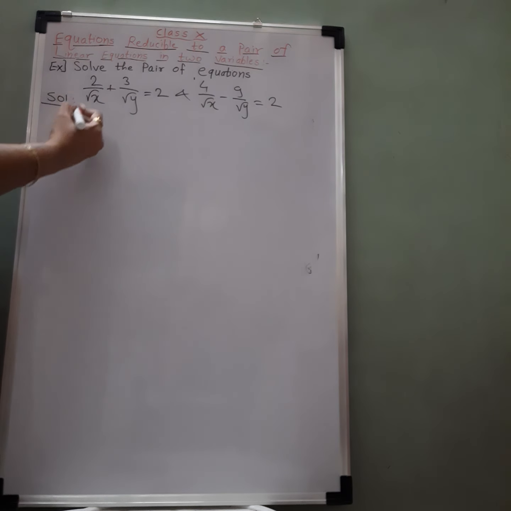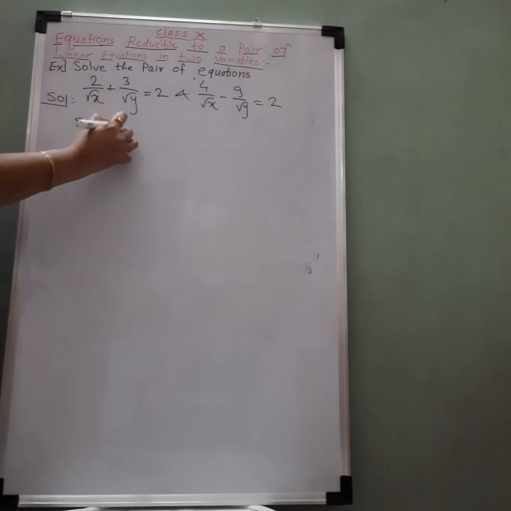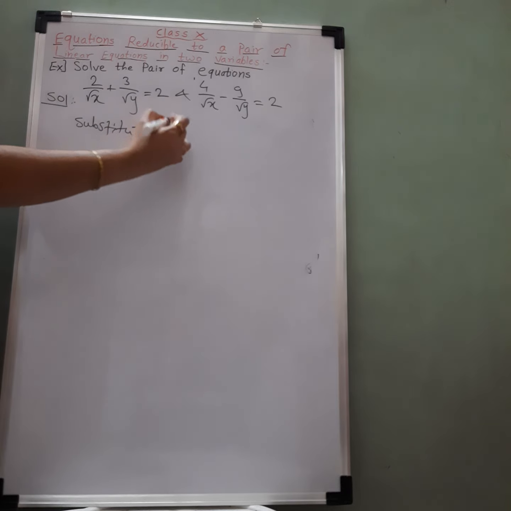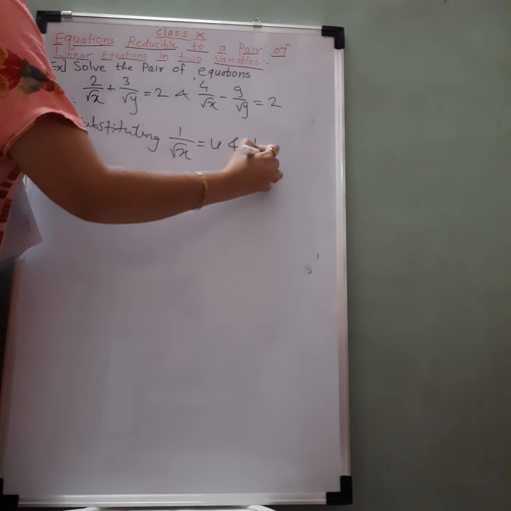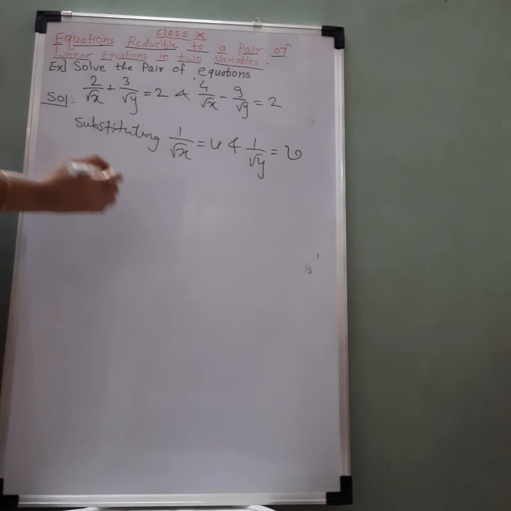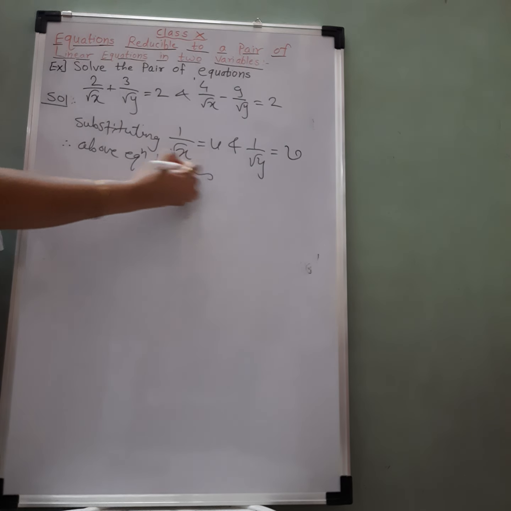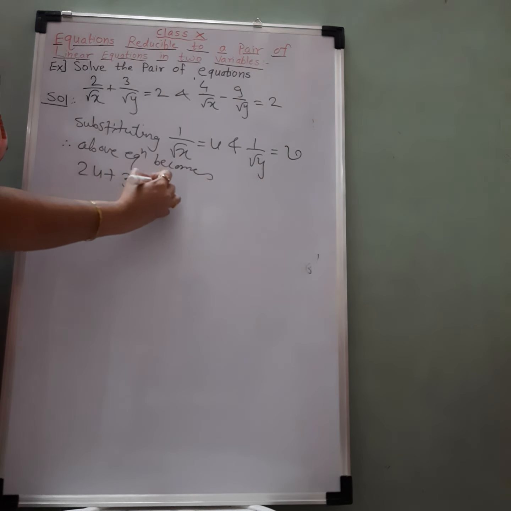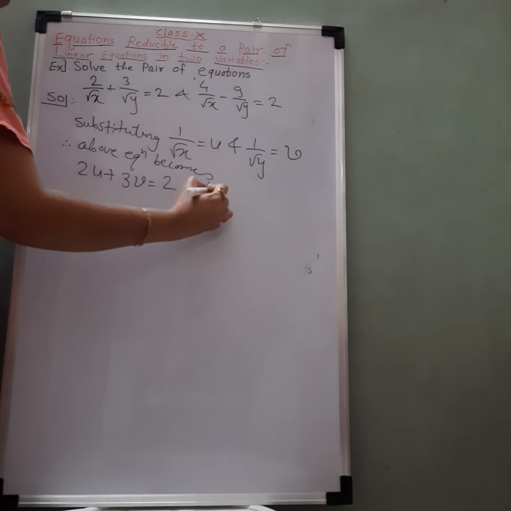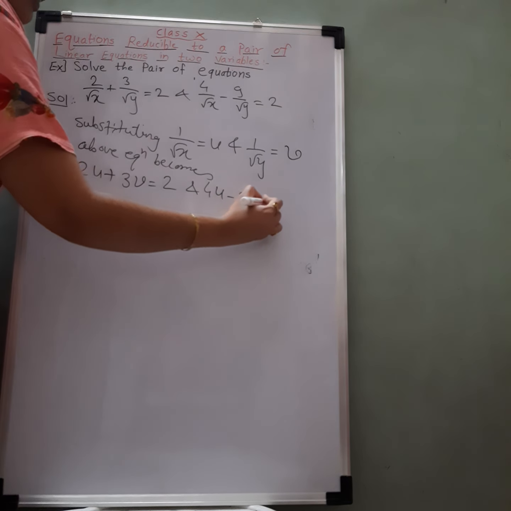Here you have to substitute 1 upon root x is equal to u and 1 upon root y is equal to v. Then the above equations become 2u plus 3v is equal to 2 and 4u minus 9v is equal to 2.